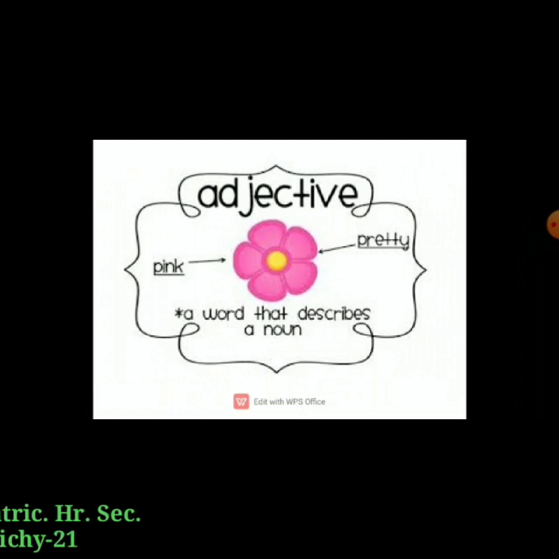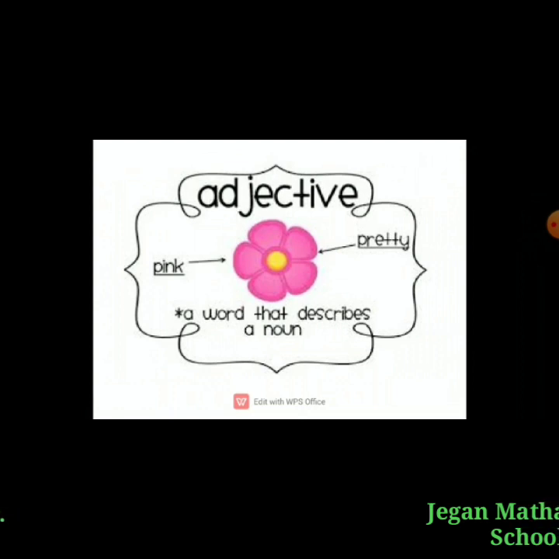For example, pink, pretty. How is the flower? Pretty. What color? Pink. So that's quality. It describes a noun. Adjectives can be used as attributive and predicative. Attributive adjectives are used as qualifiers of a noun. So we are only going to learn about qualifiers of a noun.